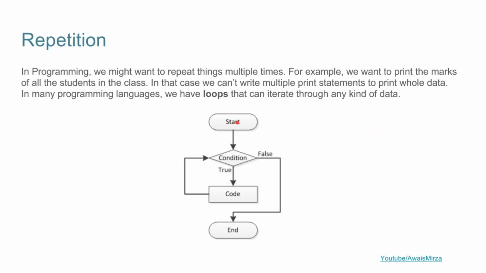Let's say we have started from here and it's going to check the condition. If the condition is true, I'm going to execute the code. It's going to again check the condition. If the condition is true, I'm going to execute the code, and it's going to keep on executing the code until this condition gets false. Once it gets false, it's going to come to the end. All right, and this is where our loop will end.